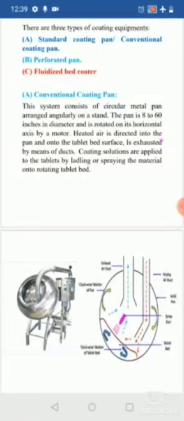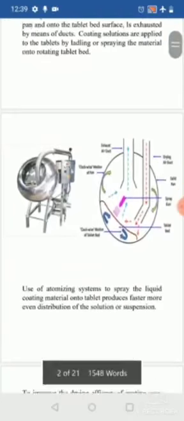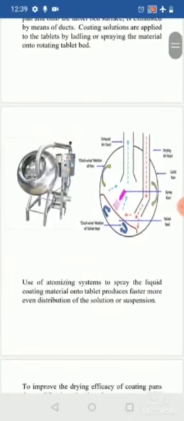Ladling means you simply pour the coating solution. When coming to spraying, you spray with the help of a sprayer. If we use the atomizing system, like the sprinkler systems, you reduce the droplet size of the coating solution, and you spray that liquid coating material on the tablets, which provides a faster distribution of the solution or the suspension.